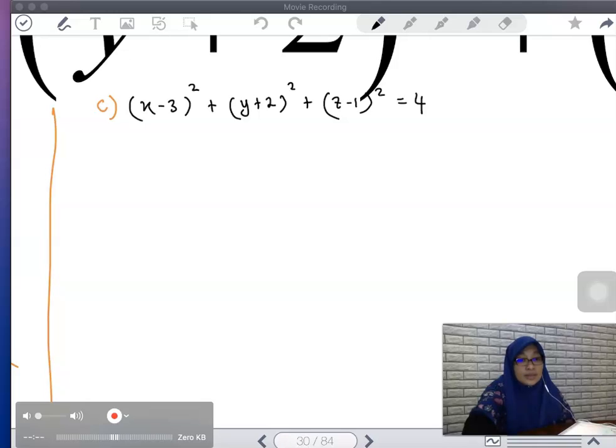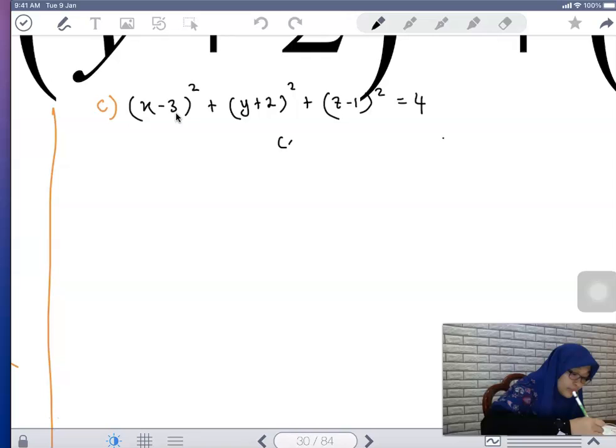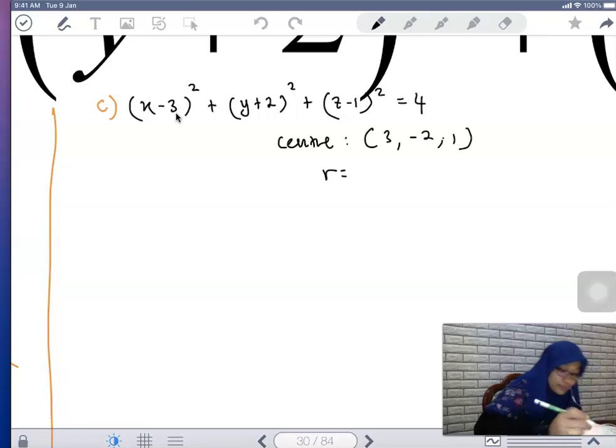Okay, so next example. Now you can see that we're still discussing the sphere. Your sphere now has its center located at (3, -2, 1), and the radius is 2.